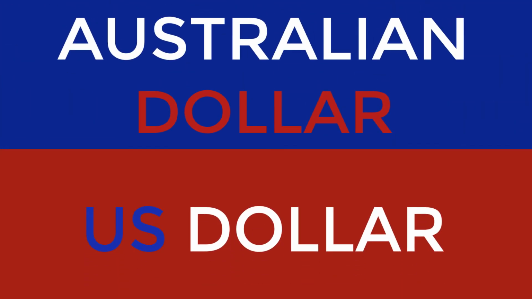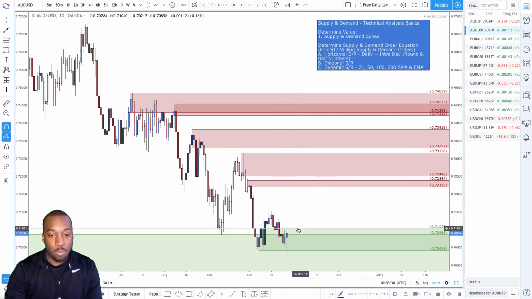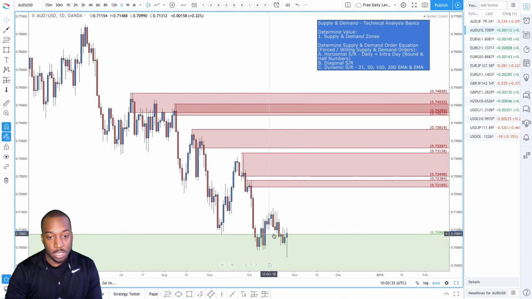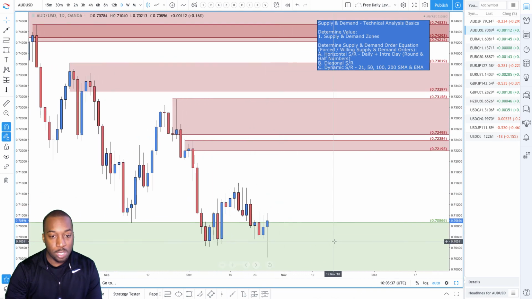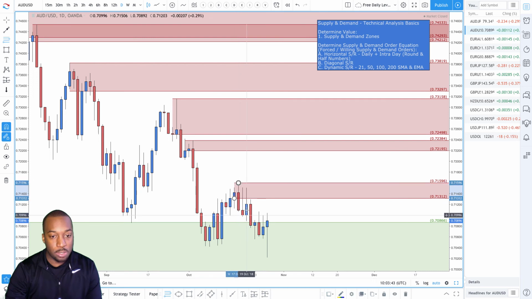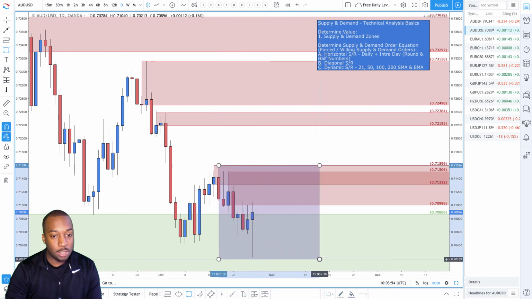The Australian dollar, US dollar, and we've come back down into this long-term demand zone here, which I'll keep on the chart. We've created some supply zones right here, and also right here as well. So we could be entering into quite a tight little range right between this high and this low, right?